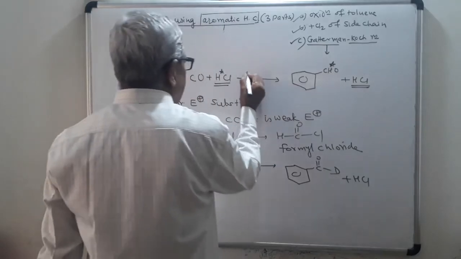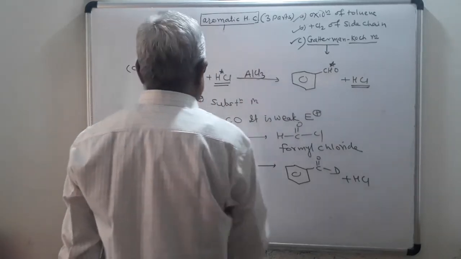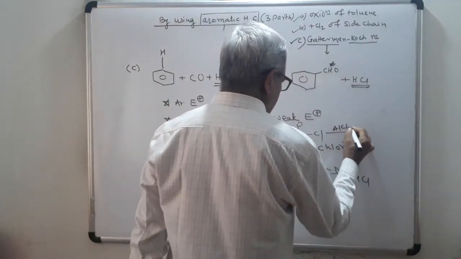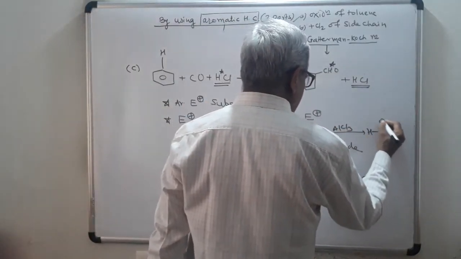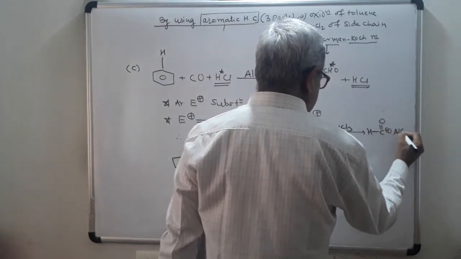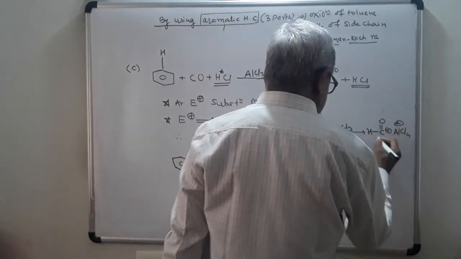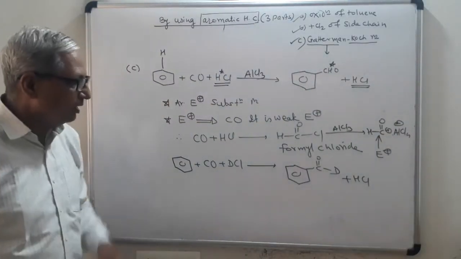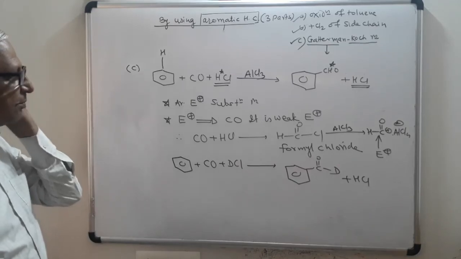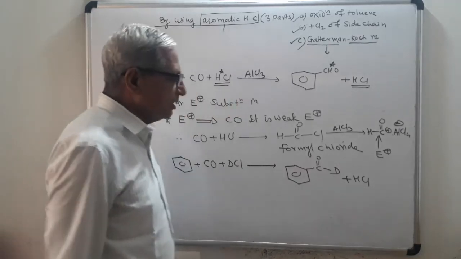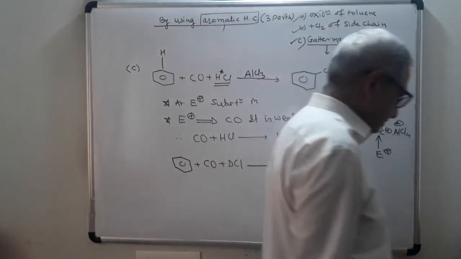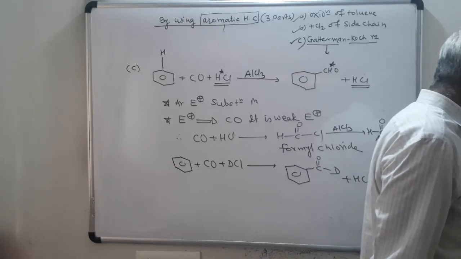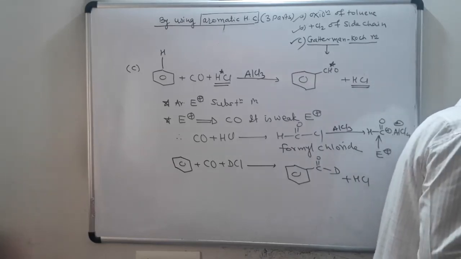This reaction is carried out in presence of AlCl3. So again it will react with the AlCl3. You will get here H double bond O positive charge, AlCl4 minus, and this will act as an electrophile in this reaction. So this is the important point. First formyl chloride formation will take place, and this reaction is known as Friedel-Crafts acylation reaction. Type of the reaction is Friedel-Crafts acylation reaction. So we completed the part A, B and C.